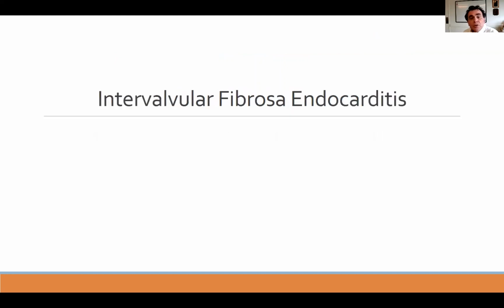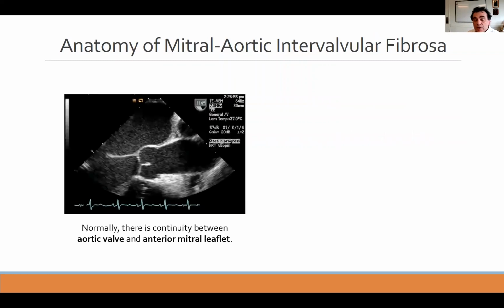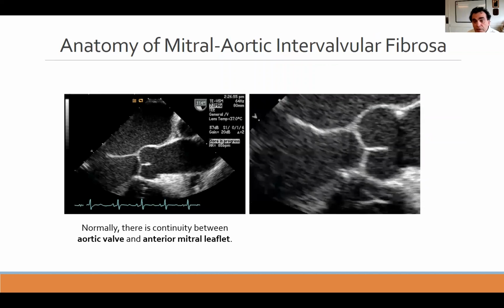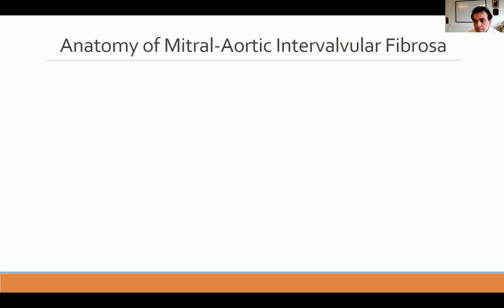How about another complication of endocarditis, and that's intervalvular fibrosa endocarditis. Let's look at a little bit of the anatomy of the mitral aortic intervalvular fibrosa. Normally, there is a continuity between the aortic valve and anterior mitral leaflet. If I zoom on this image, this is where the aortic valve ends, and this is where the mitral valve starts. And in between the two of them is the portion of tissue referred to as intervalvular fibrosa, or sometimes aortomitral curtain. They're also called intervalvular space, aortomitral curtain, intervalvular fibrosa. These are all the synonyms.